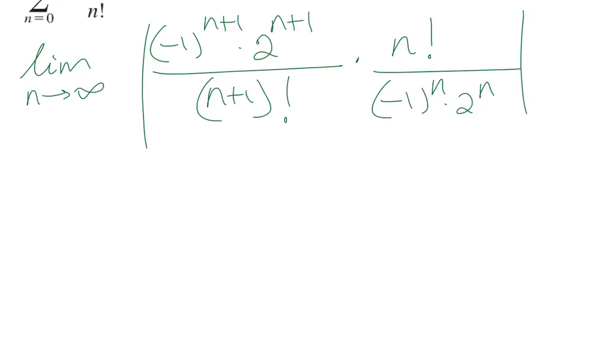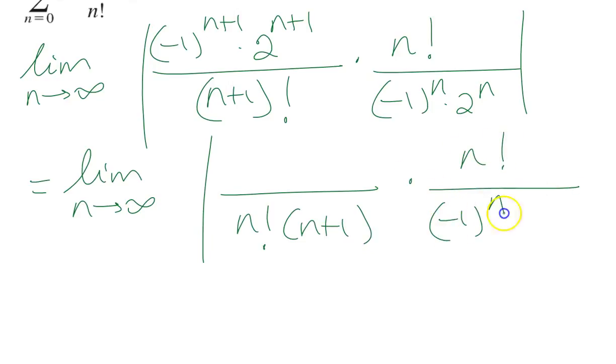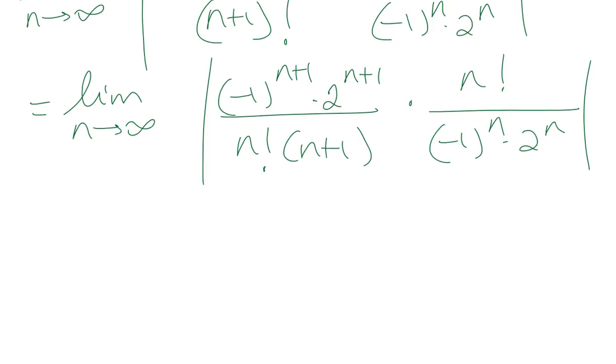Okay, so what do we have? Let's rewrite the larger factorial using the smaller factorial. So let's rewrite n plus 1 factorial using the smaller one. That's n factorial times n plus 1. Got it? Okay. Now go ahead and cancel whatever you can. N factorials get cancelled out.